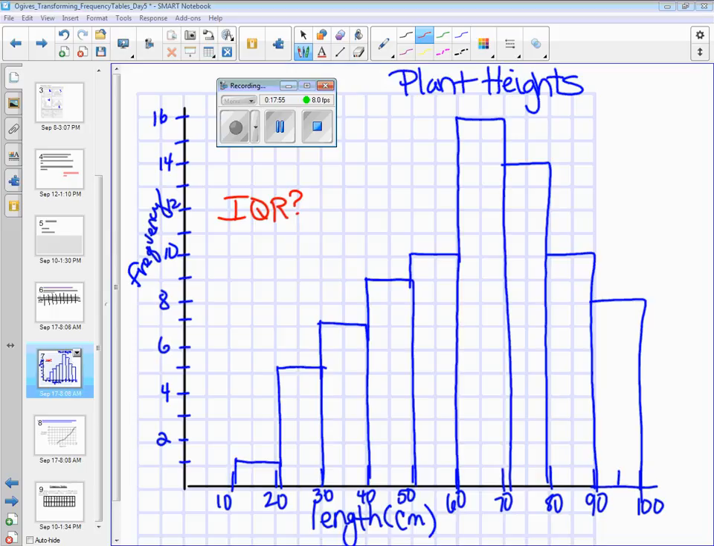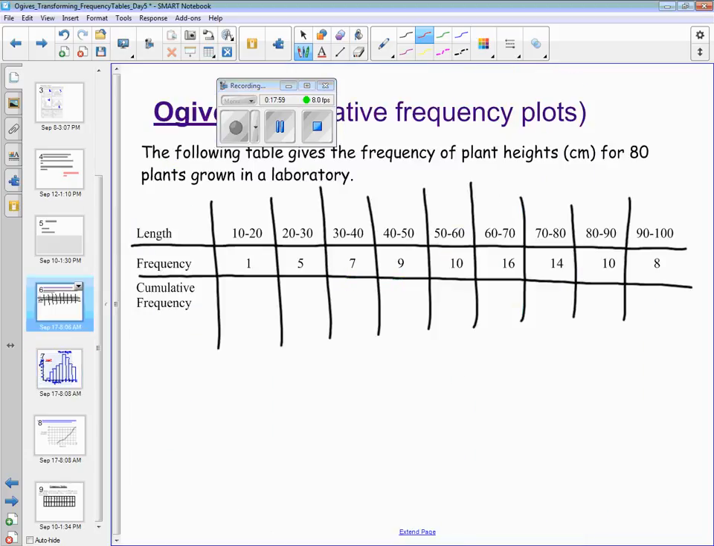We could count. We know the total of plants? We could add up the total. It was 80, by the way, right? And then we could figure out where the 25, well, why am I saying 25? What does 25 have anything to do with anything? What does 75 have anything to do with? Q1 is 25%. Q3 is 75%. Would you agree of the data? So those percentages are going to come into play.